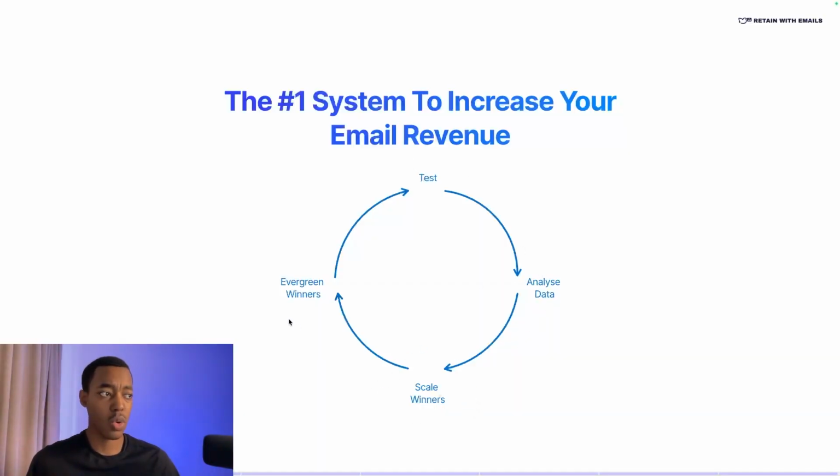This is how the whole system works, and you need to go through it forever, eternally. Test new variables, again, if it won, analyze the data, get a feel of why it won, get them to scale and make them recurring, automated, and expose your whole email list to it. So that's basically the system. Now let's get into exactly how you can make it work for yourself.